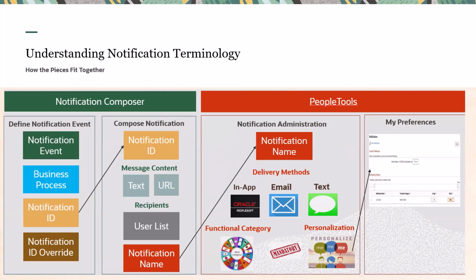And then PeopleTools, the notification administration. You have the notification name, the available delivery methods, the functional category, whether it's mandatory, whether the user can personalize. And then you have my preferences, which is where the end user, based on the configuration, can say, for this particular notification name, I want an email, I want a text, or I don't want this notification at all. So that's kind of a bird's eye view of how all the pieces fit together.